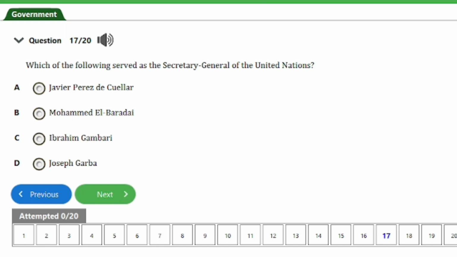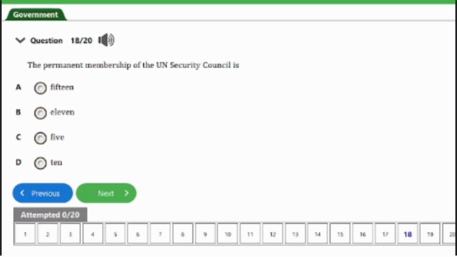So let's head on to the next one, guys. So our next question here, question number 18, says, the permanent membership of the United Nations Security Council is A, 15, B, 11, C, 5, D, 10. So guys, the answer to this question is option C, that's 5. So let's head on to the next one, guys.